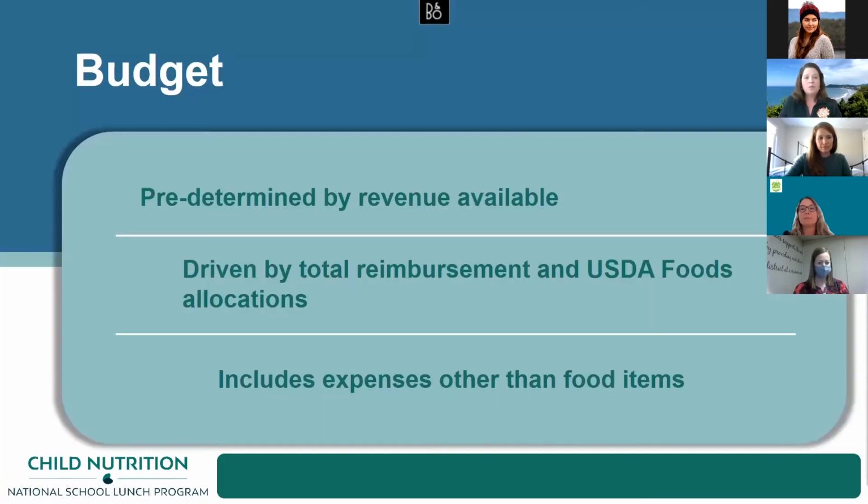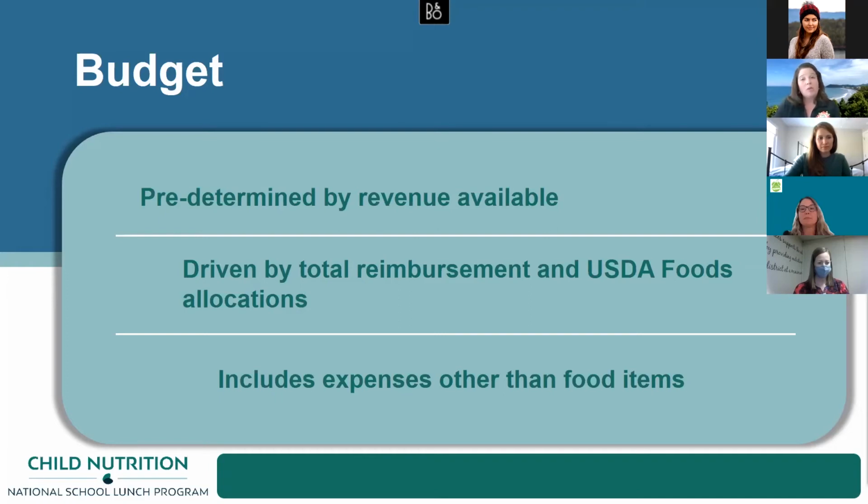The last thing I just want to bring up is, you've gone through this process of forecasting and you found items that you know the kids will like, you've considered the site capabilities, and you cannot forget your budget for sure. As we know right now, your budget is very critical with what you've had to go through this past year. And so it's predetermined based on that revenue that's coming in. So you're looking at your total reimbursement versus, and also not versus, your USDA food allocation.